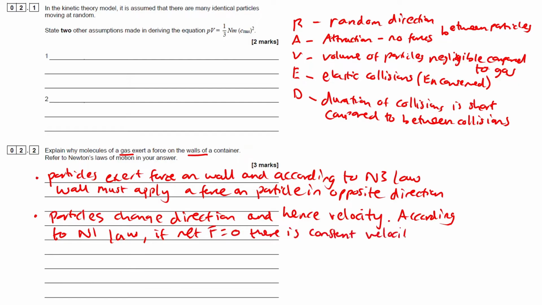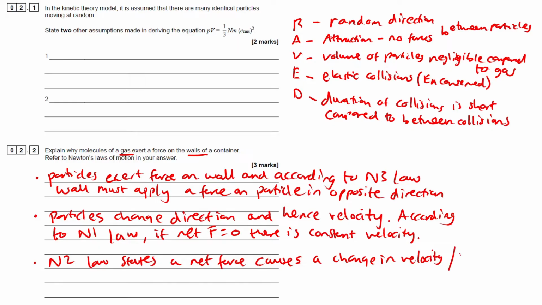So therefore, just because there is a change in velocity, Newton's second law states a net force causes a change in velocity divided by time. Okay. And that should be enough, referring all 3 laws to say why there is a force on those particles due to the collision on the wall.